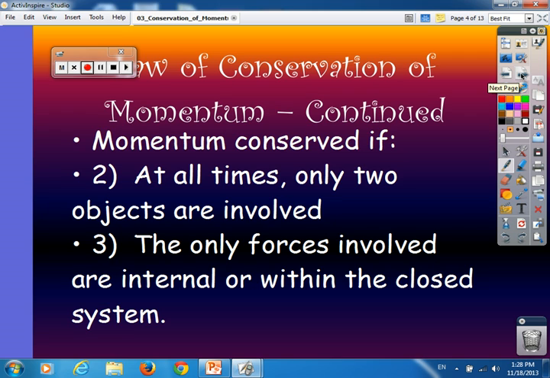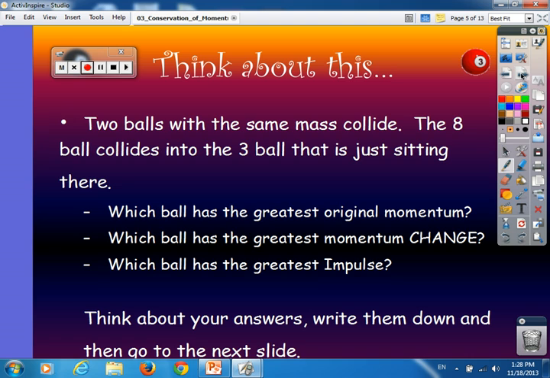Didn't I just write on that one? Conservation of momentum, again, closed system. Here, I'm going to go to the next one. I don't know why I had to.